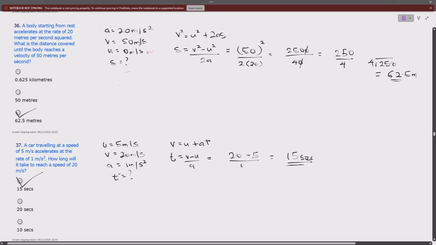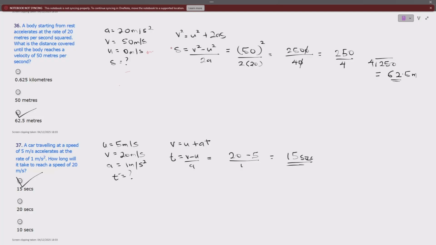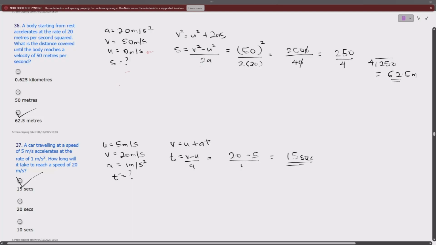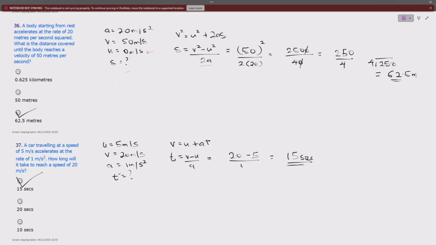So looking at the parameters, v squared equals u squared plus 2as is what we are going to use. You make s the subject, you have v squared minus u squared all over 2a. So 50 squared over 2 into 20. So 2,500 divided by 40 equals 250 divided by 4. And 250 divided by 4 is going to give you 62.5 meters. By simple long division, you should be able to get the answer.